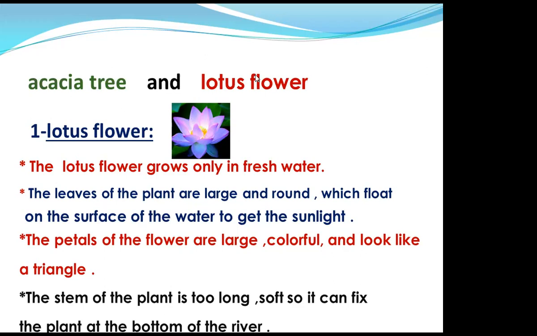Okay, Anas. Acacia tree and lotus flower. The lotus flower grows only in fresh water. The leaves of the plant are large and round, which float on the surface of the water to get the sunlight. Thank you very much, Anas.